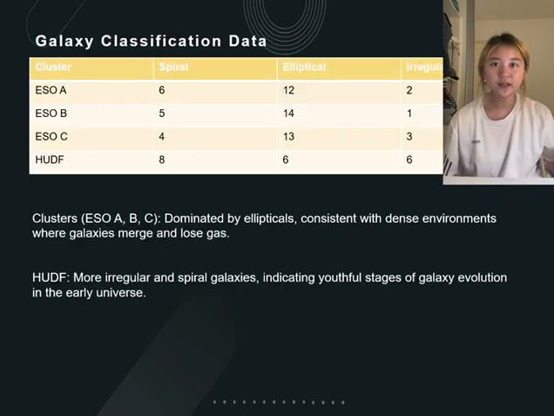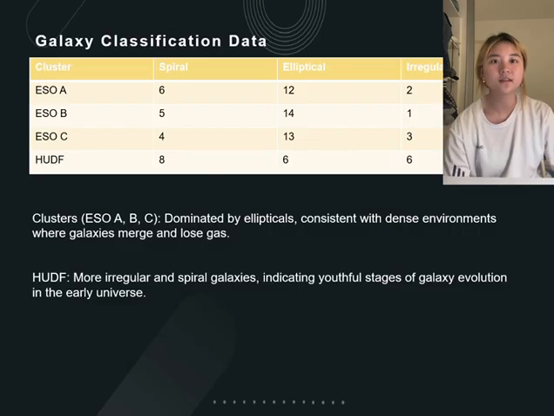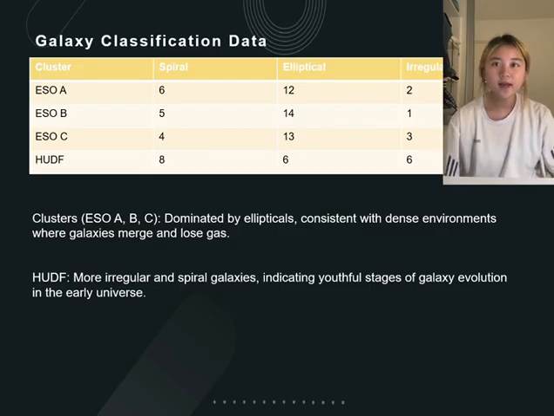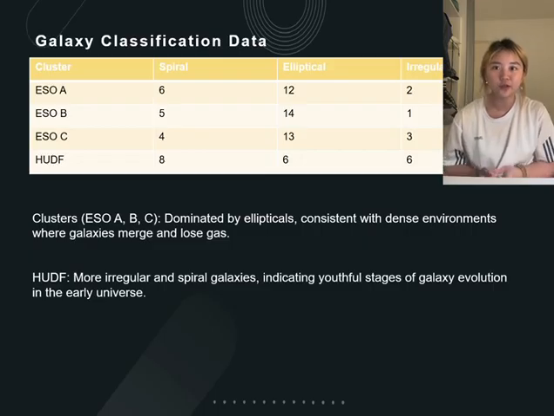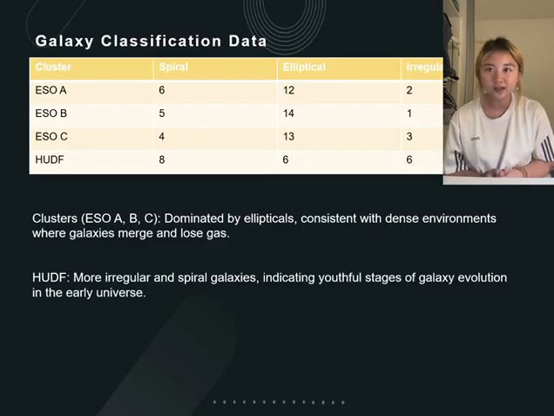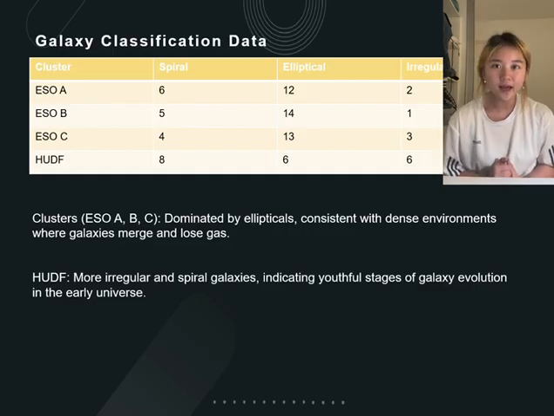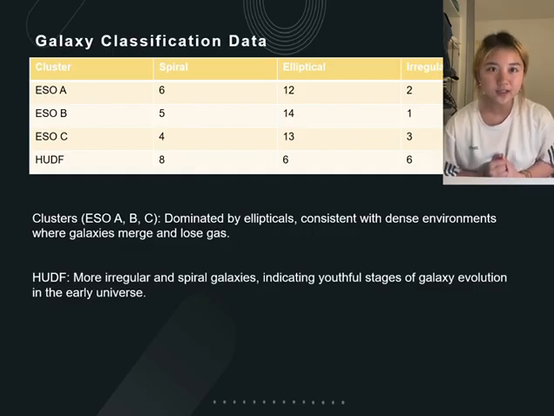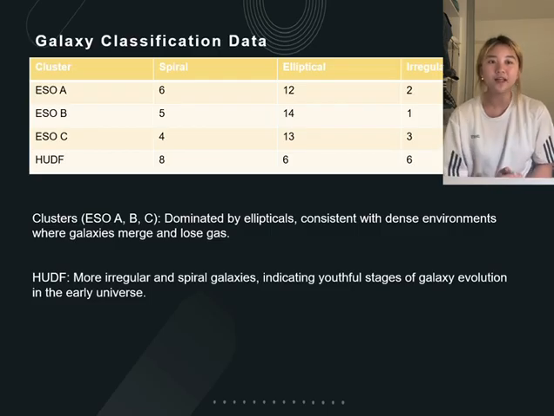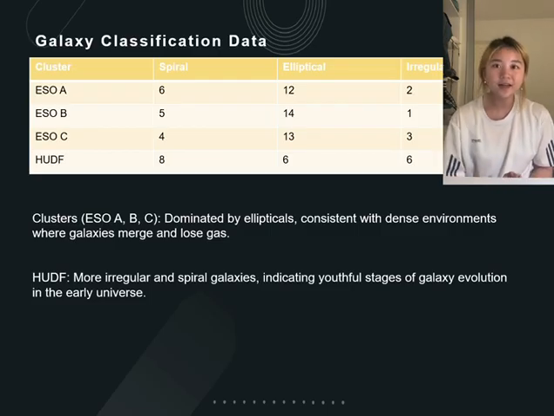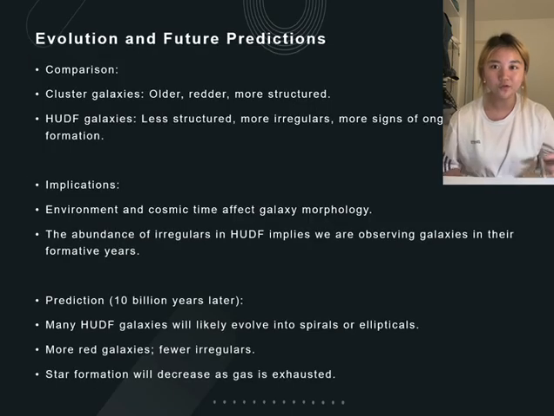I classified 20 galaxies each from 3 galaxy clusters, A, B, and C, as well as from the Hubble Ultra Deep Field. Here's what I found. The clusters are dominated by ellipticals, which is expected in dense environments where frequent mergers lead to star formation shutting down. In contrast, the HUDF contains more spirals and irregulars, consistent with what we'd expect in the early universe: galaxies that are still forming and evolving.